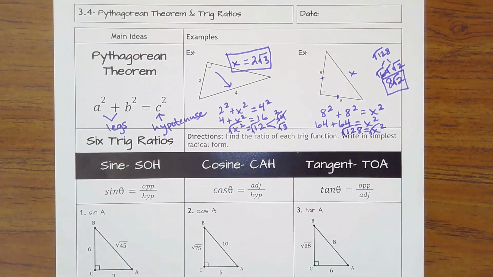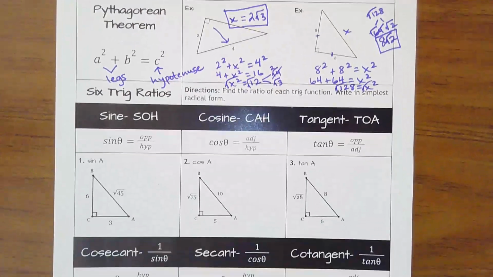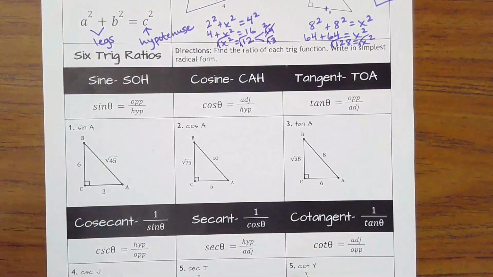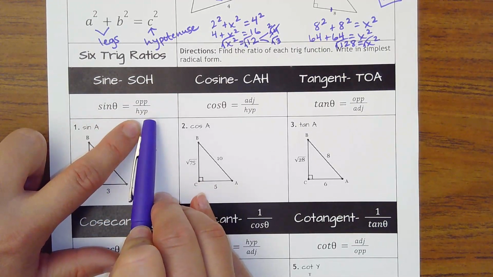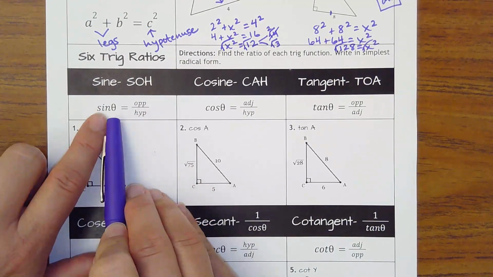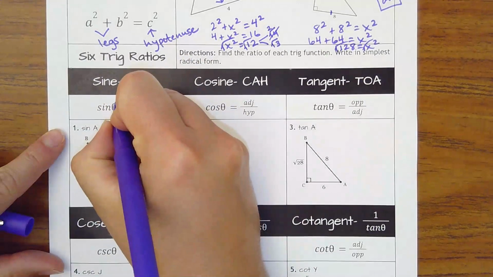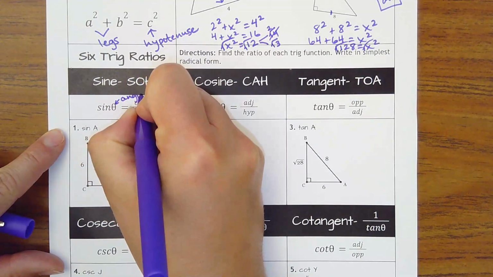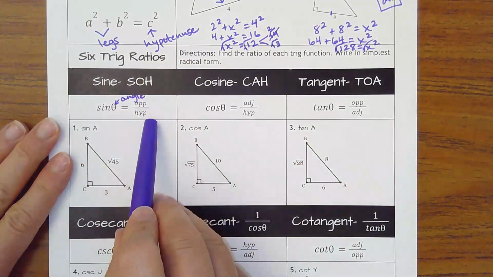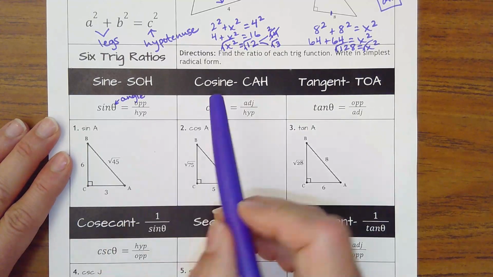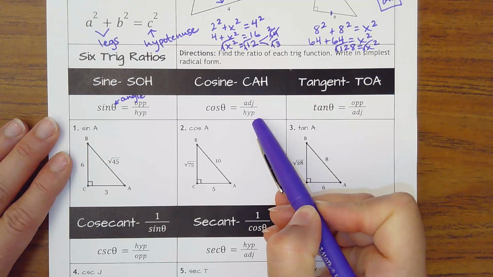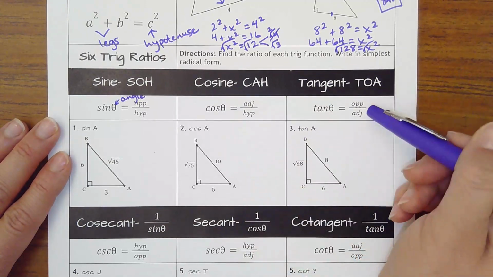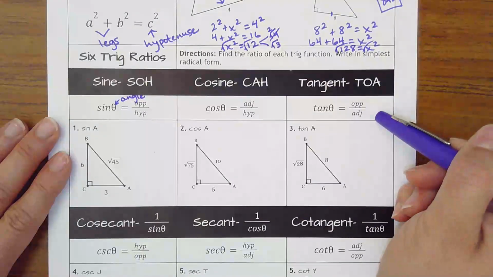Okay, so then we go on to the 6 trig ratios. The basic 3 are sine, cosine, and tangent. Remember SOH: sine is opposite side over hypotenuse. And remember, theta is always the angle. So it's sine of an angle equals some ratio of the sides of the triangle. Cosine, CAH, is adjacent over hypotenuse from whatever angle they're talking about. And tangent is TOA, opposite over adjacent.